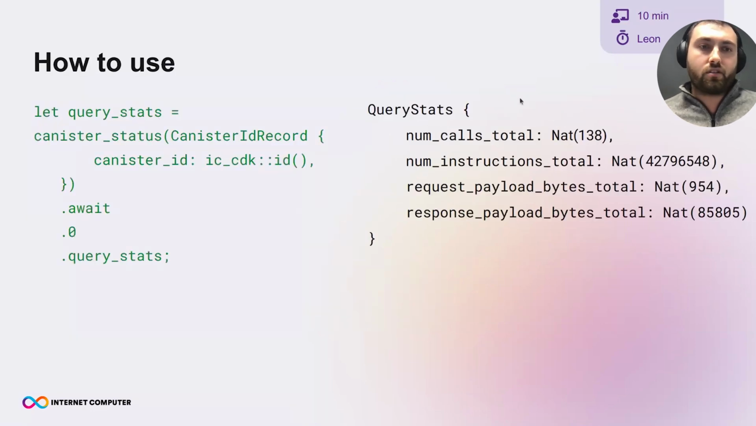So this is how you use it. It's quite straightforward. On the left, I have a snippet of Rust code where you can see that it's essentially just a call to the canister status endpoint of the management canister. And then there's this new subfield called query stats. And on the right, I have given some example outputs. So there are currently 4 different statistics being recorded. And those are essentially counters that just go up, and you can regularly query them and use them for your internal analytics.